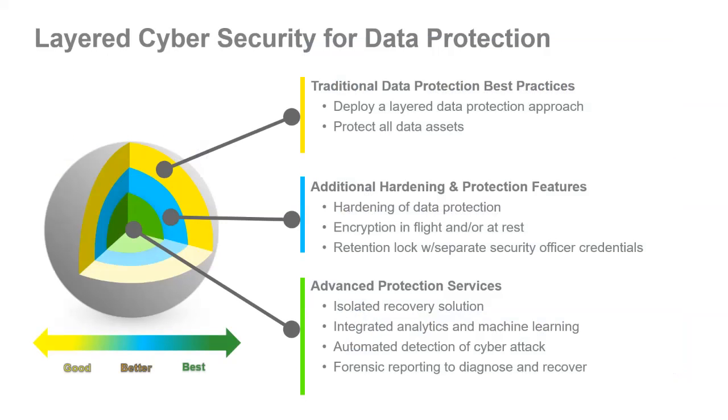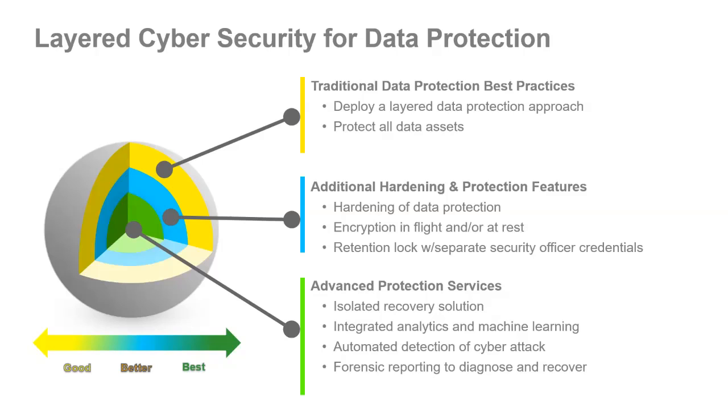So, for data protection, there's really a layered approach here. And on the yellow, the outside edge there is your traditional data protection best practices, layered data protection, constantly looking at new data and layering on backups and protection of the data to make sure that it's secure for a disaster. Protects all data assets. It looks at the entire enterprise's data and protects all that content. Going deeper in here in terms of getting into more of a cybersecurity capability or layering cybersecurity on top of data protection, you need to add additional hardening and protection features.